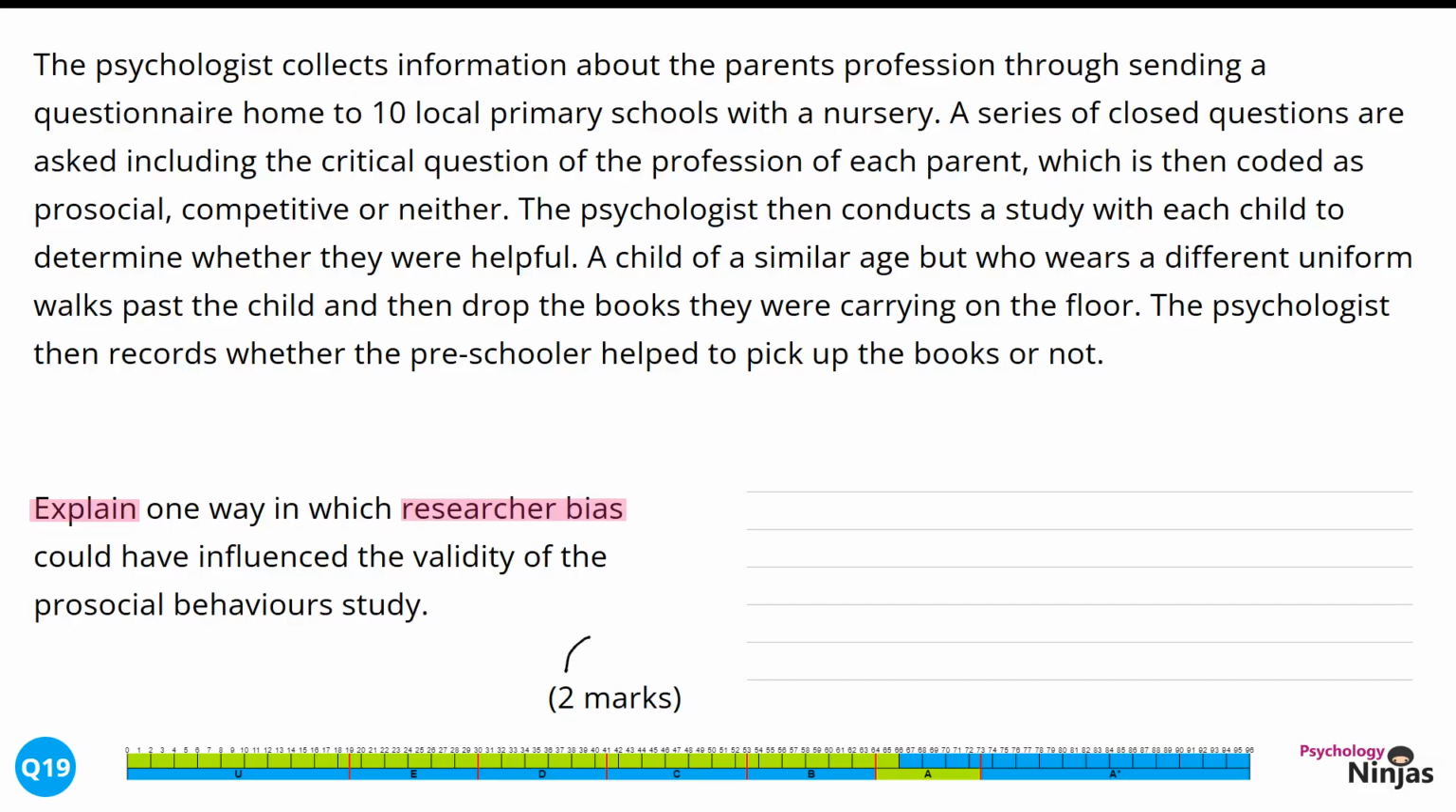Our first mark comes from identification of a way in which they might be biased. Our second mark comes from justifying. This means we need to explain why the thing we have identified is going to affect the validity or the accuracy of this study. Let's have a look at a response.